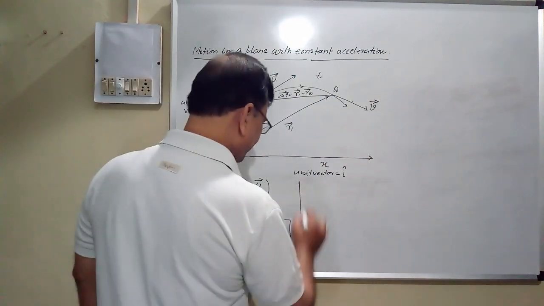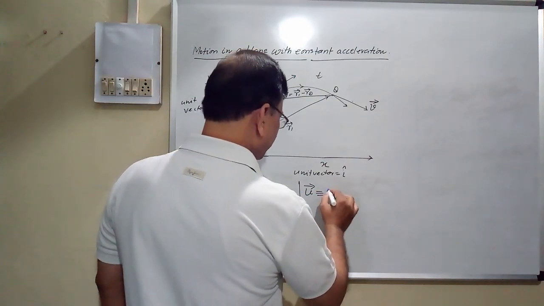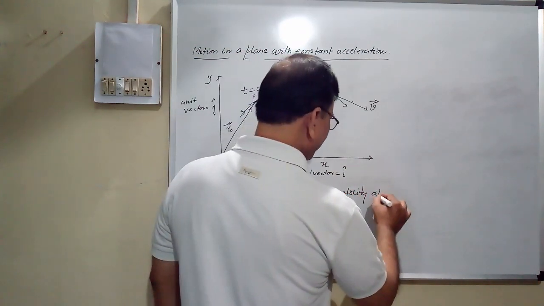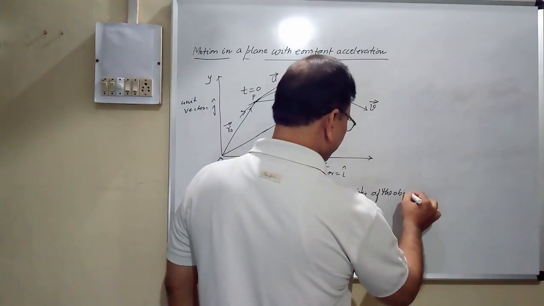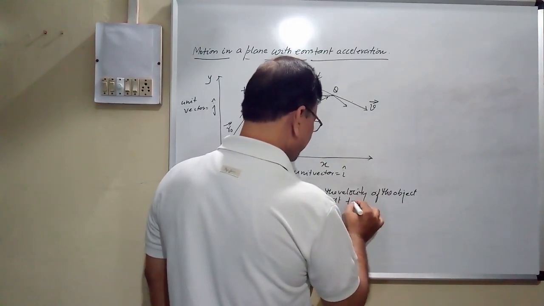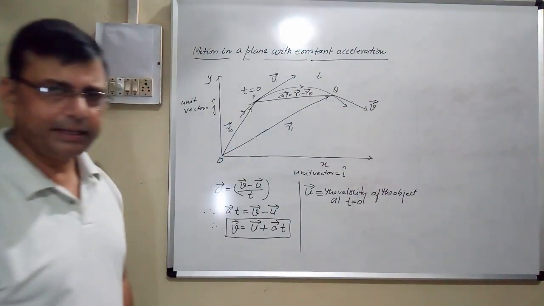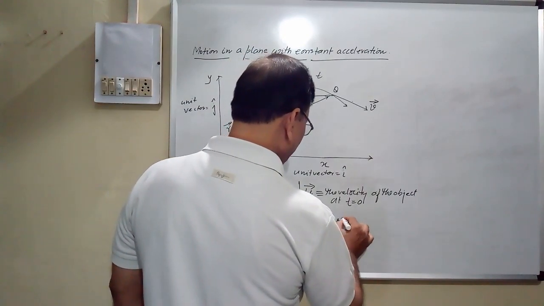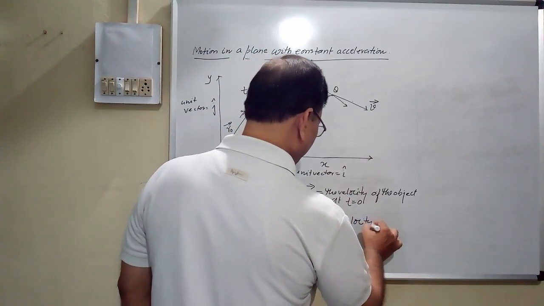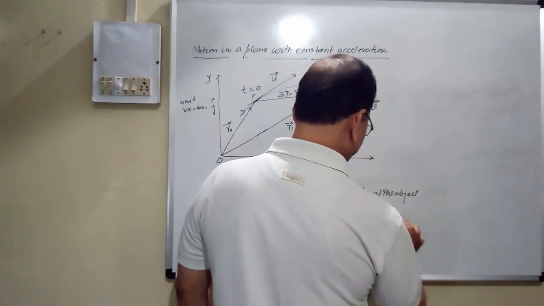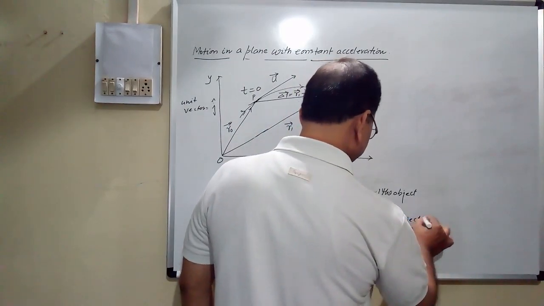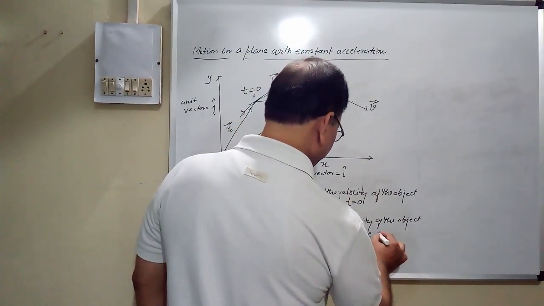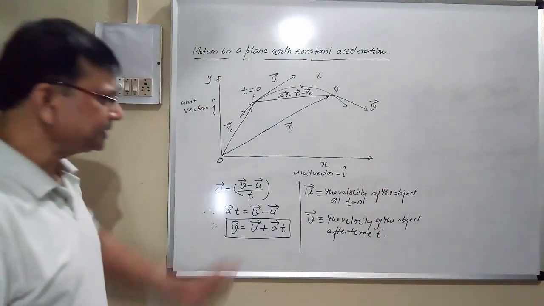So therefore u, the velocity of the object at time t equal to 0, and v, the velocity of the object after time t. So is it clear?